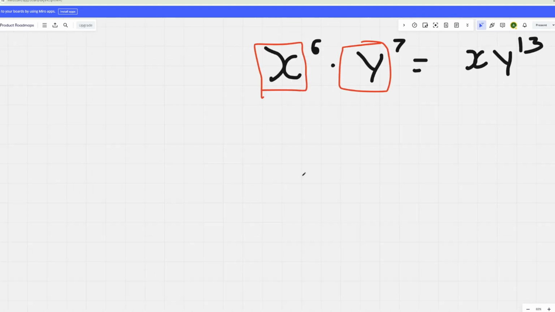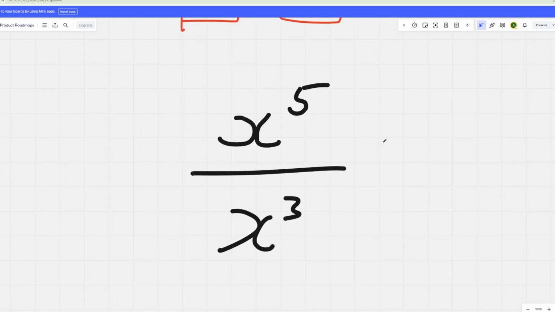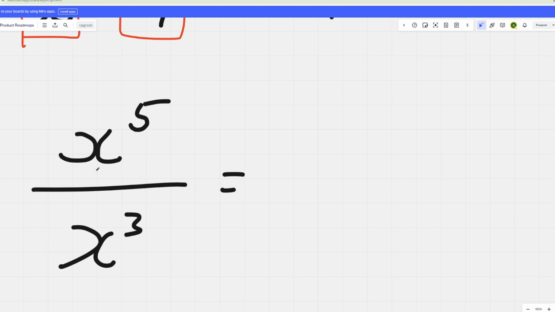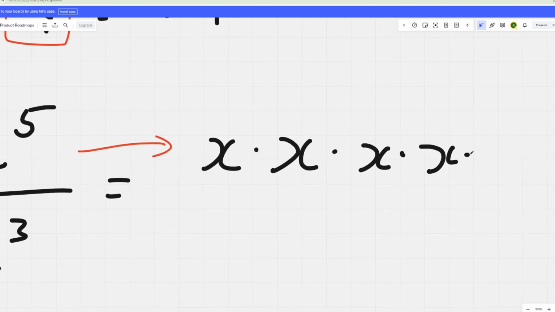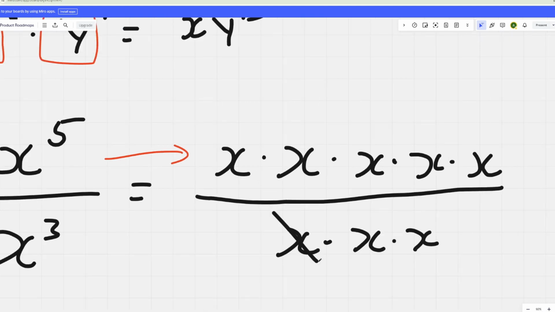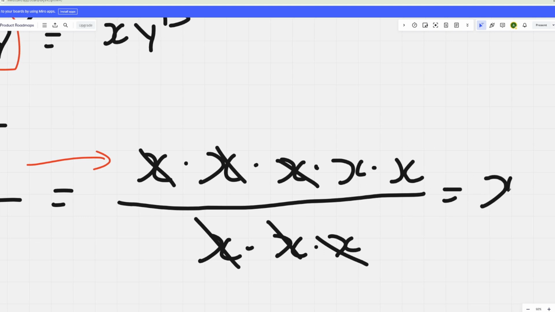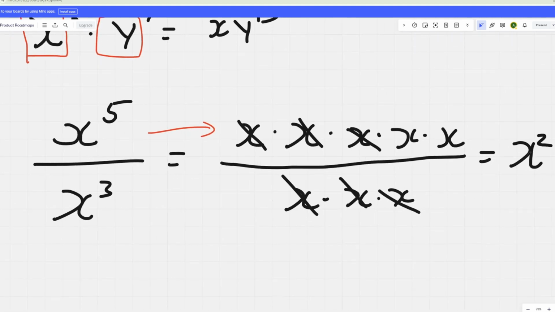Now let's move on to division. Let's say I give x to the 5th over x cubed. Well, now I'm going to expand this again. x times x times x times x, and one more x, divided by x cubed, so x times x times x. Okay, so now I'm just going to cancel these x's, and now I'm left with two x's on the top, and x times x is just x squared. So we have x squared for our first answer.